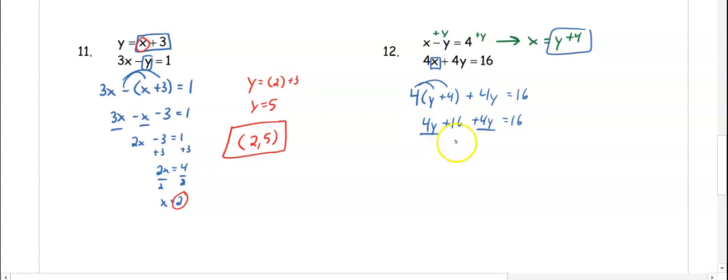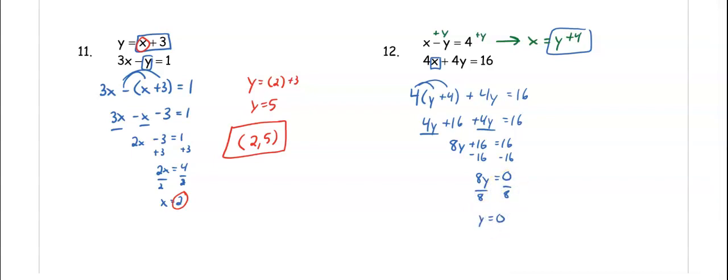We can combine our y's. 8y plus 16 equals 16. We subtract 16 from both sides. 8y equals 0. Divide by 8. So y is 0. Once we know y is 0, we can substitute back in. So x minus 0 equals 4, which just gives us x is 4. So we get 4, 0.